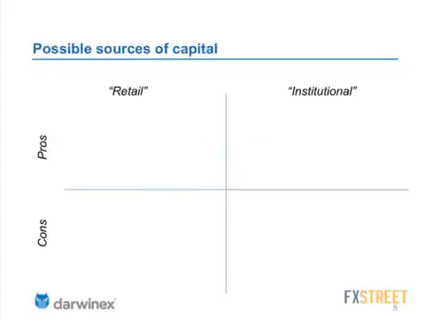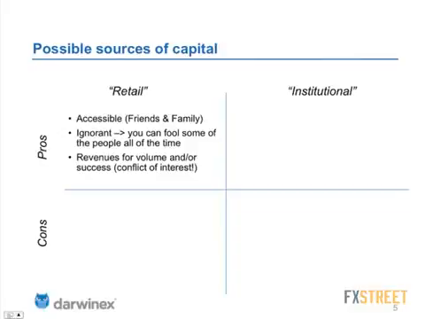Now, when it comes to sources of possible capital, we always think of two possible sources. There's the more friends and family, what I called retail here, with its pros and cons, and institutional money, which again carries its pros and cons. So let's go through them one step at a time. In terms of your retail money, obviously, nothing is more accessible than your friends and family. To some extent, you're going to know more about trading than they do. So in some cases, you can convince them in different ways. And as we know, there are all too many sites out there where you can fool some of the people all of the time, and you can make a benefit of that.